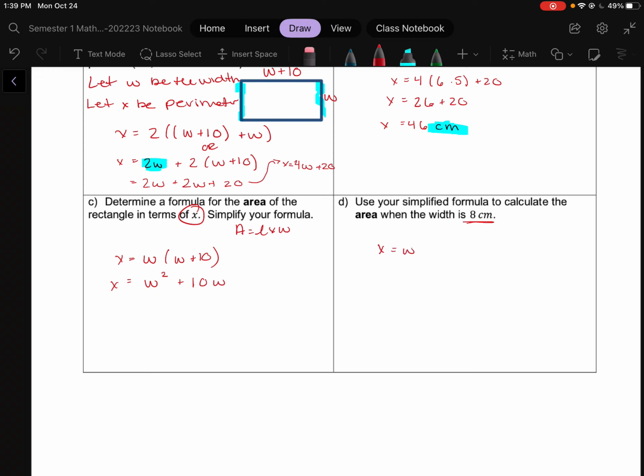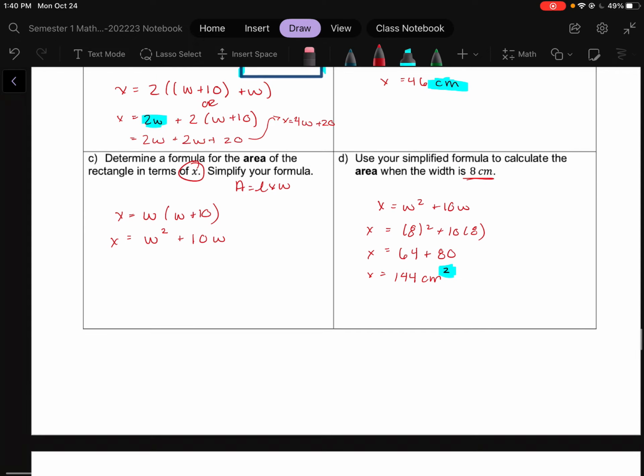So using that formula of x equals w to the power of 2 plus 10w, we're literally just plugging in 8 into our w's. So 8 to the power of 2 plus 10 times 8, 64 plus 80. So x is going to be equal to 144 centimeters. And then don't forget the squared at the very top. That is so important when we're doing area. So that is how we solve given our expression.